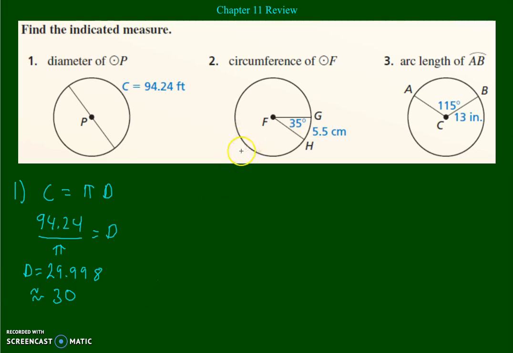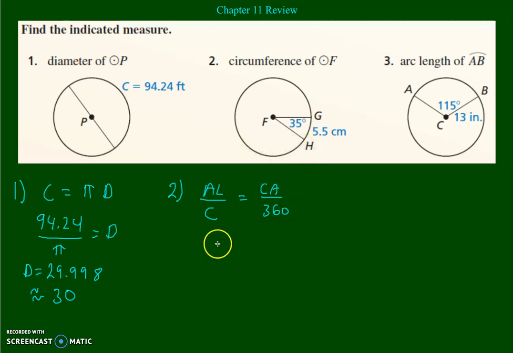Problem 2 is a little bit different. It gives us an arc length. We have an arc length here of 5.5 centimeters and a central angle that sweeps out that arc of 35 degrees. Now remember that our relationship for arc length is to circumference as central angle is to 360.